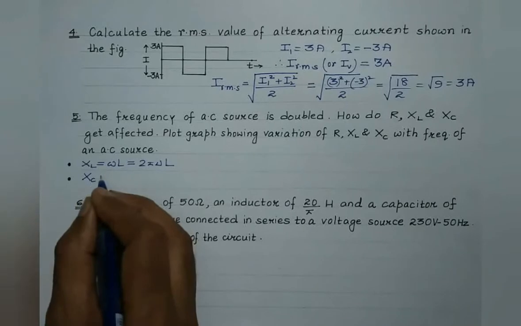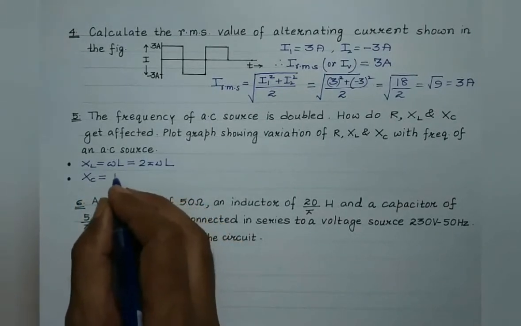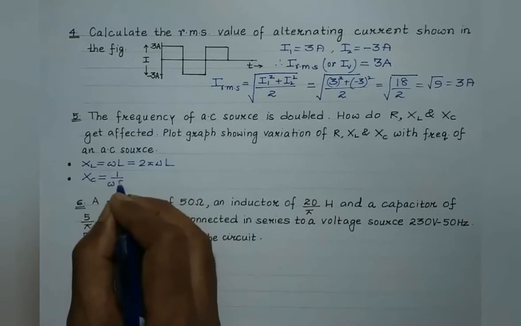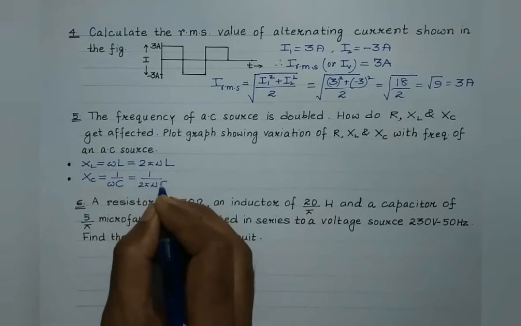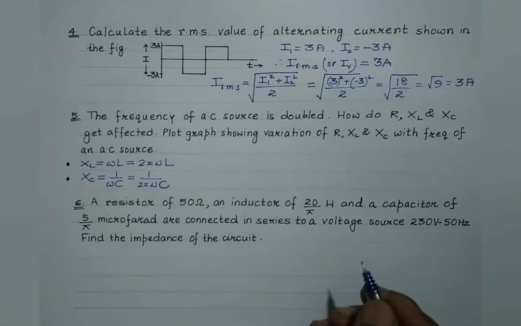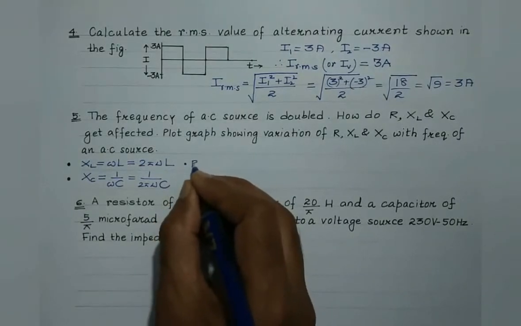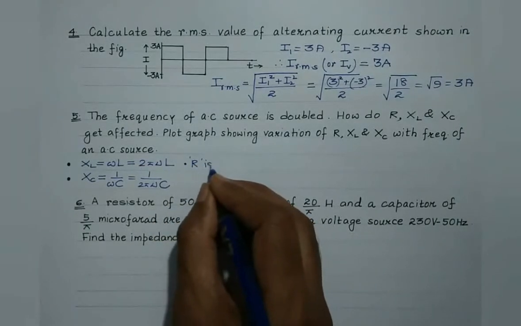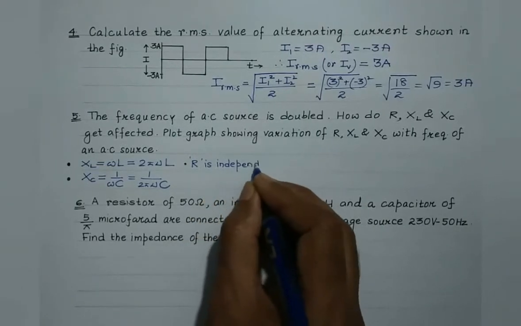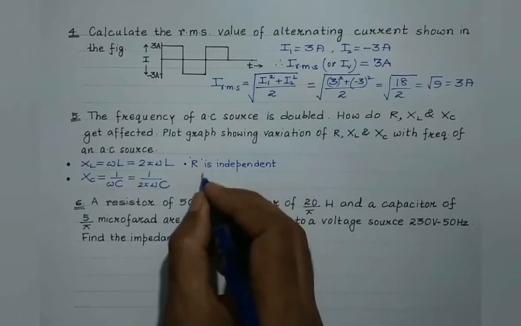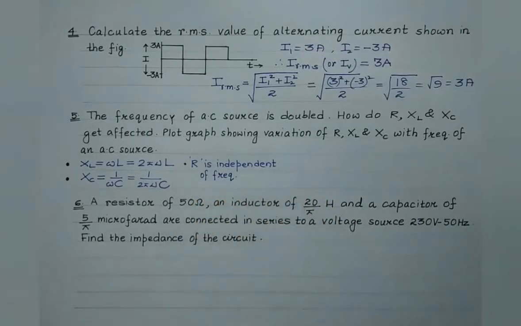The capacitive reactance, which is the effective opposition offered by the capacitor to the flow of current, is 1 by omega C, which is 1 by 2 pi nu C. Nu is the frequency of the AC source. And the third point, R, the ohmic resistance, is obviously independent of the frequency, right?